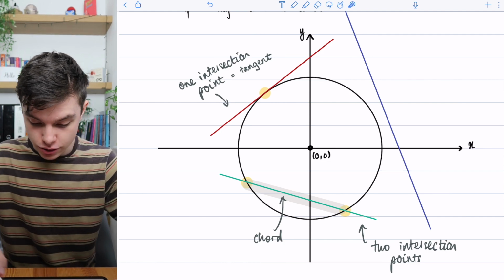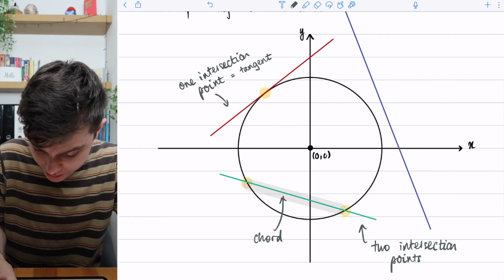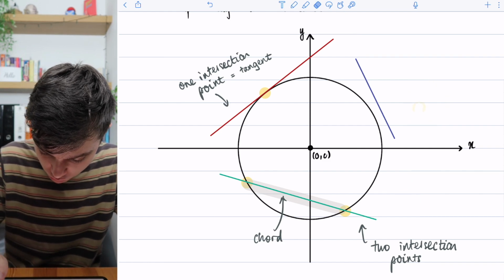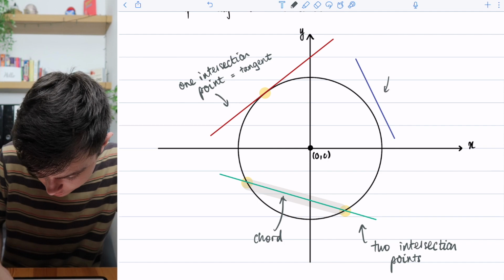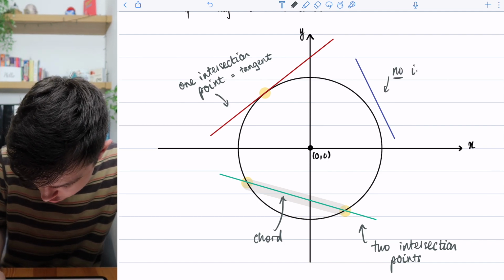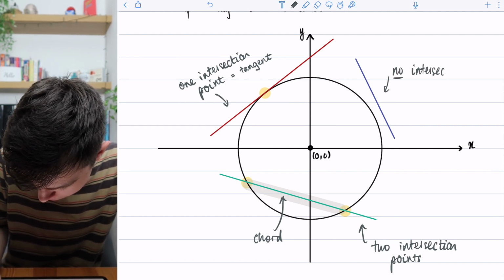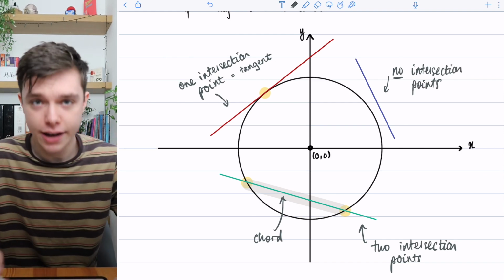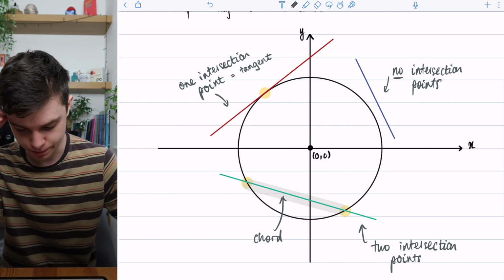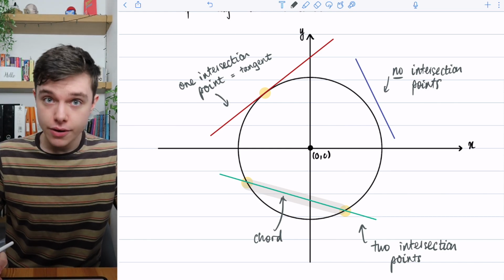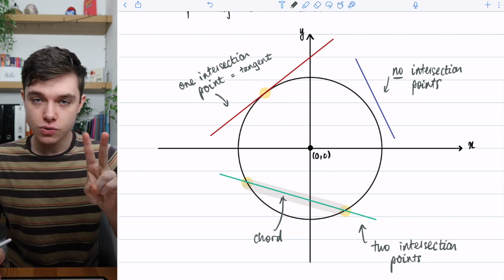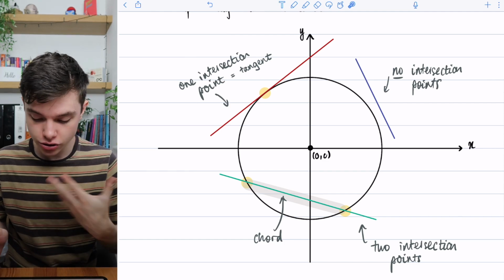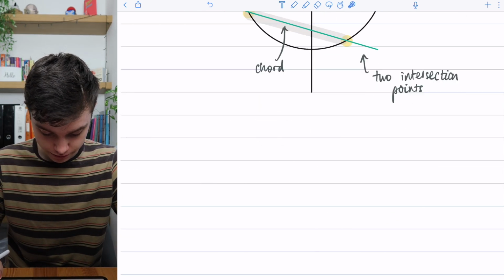Let's go back to looking at this one blue line, and I'll write on there that there are no intersection points. We don't have a name for that; it's just a straight line that has no intersection points. So those are the three situations: tangents, two intersection points which make a chord when we connect them together, or no intersection points.